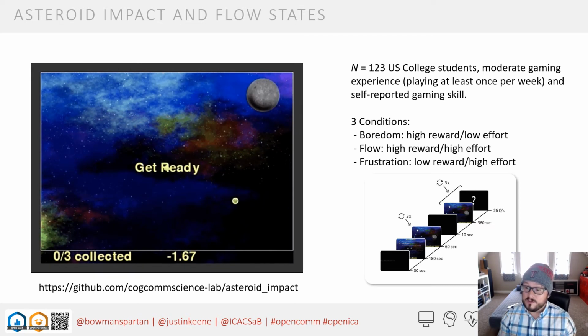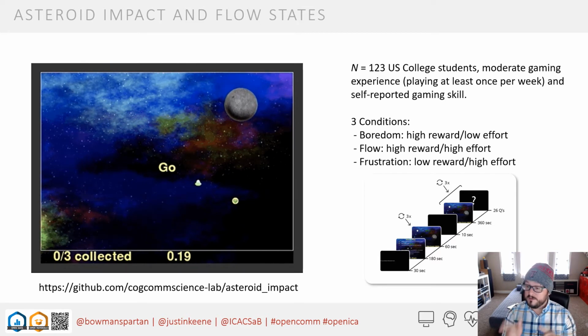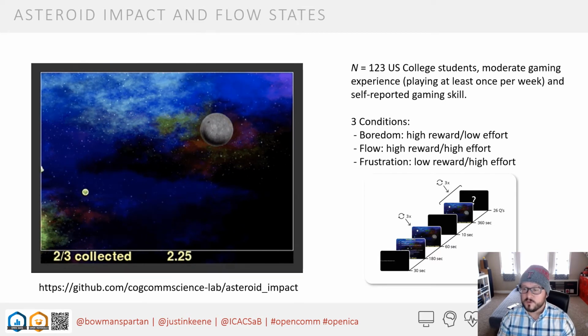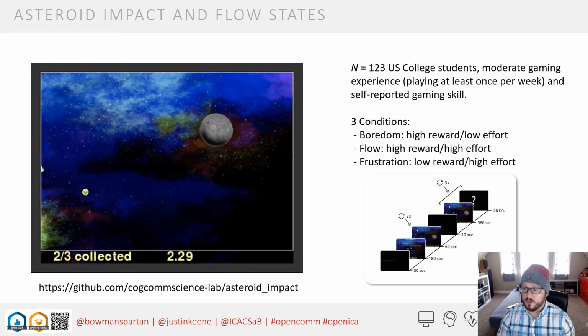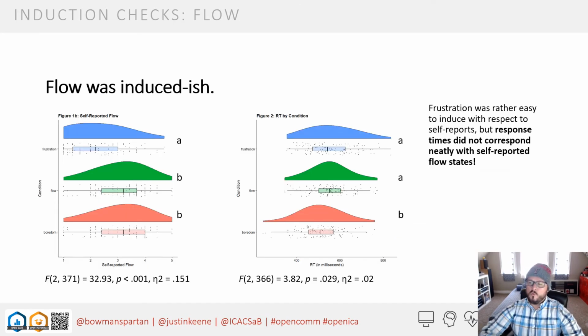They played all conditions of the game randomized, one of each, and then they took the questionnaires afterwards, and that's what you see on screen. And again, all these details are in the GitHub as well as our OSF space following the QR code in the bottom left corner. Well, we induced flow okay, right?